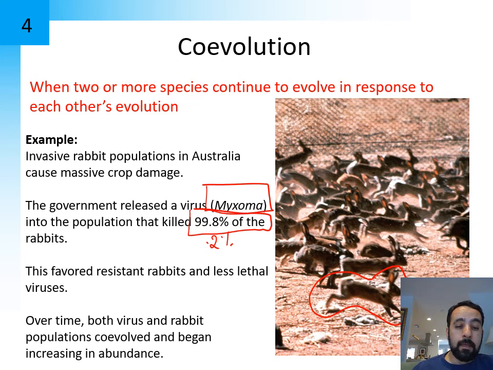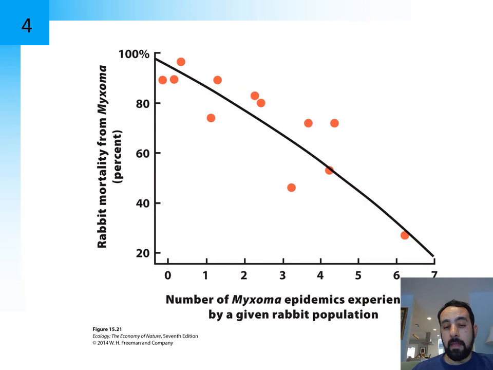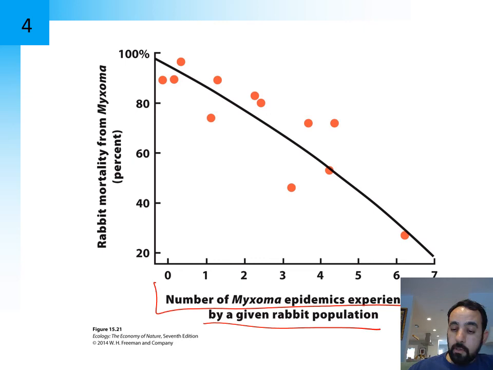So these favored the resistant bunnies, and then the parasite over time became less lethal to the bunny population. So what is actually happening here is a good example of coevolution, right? We can actually graph that. So here's what is actually graphed. This is the number of myxoma epidemics that the bunny population experienced, from 0 to 7.